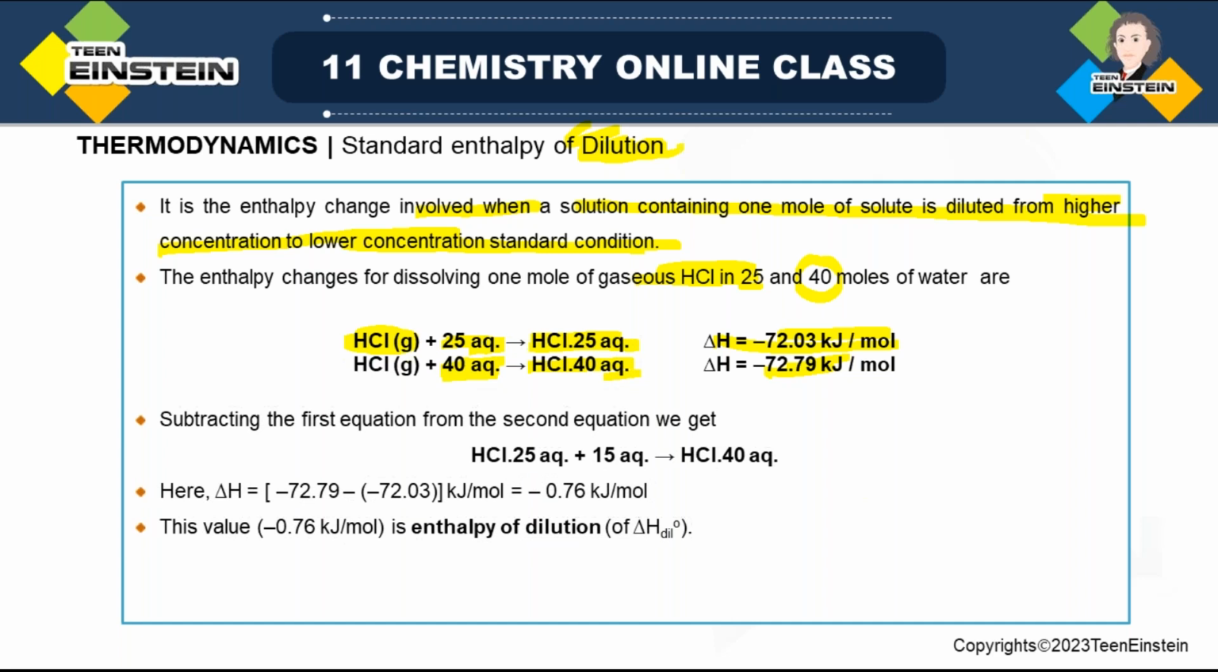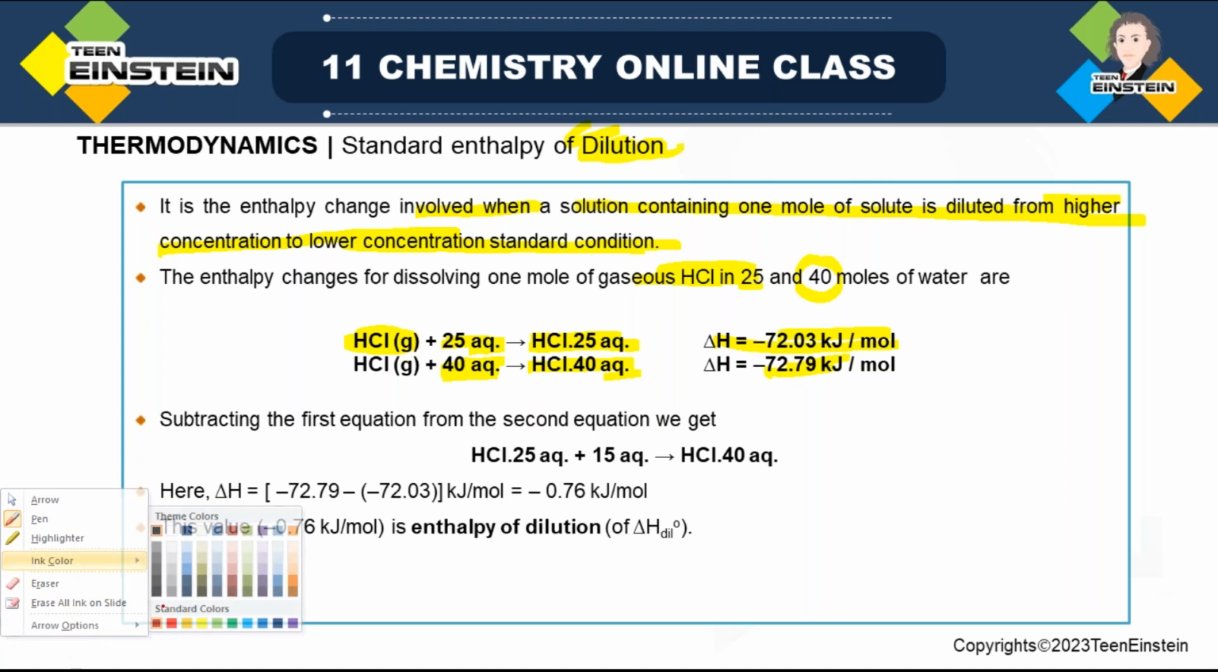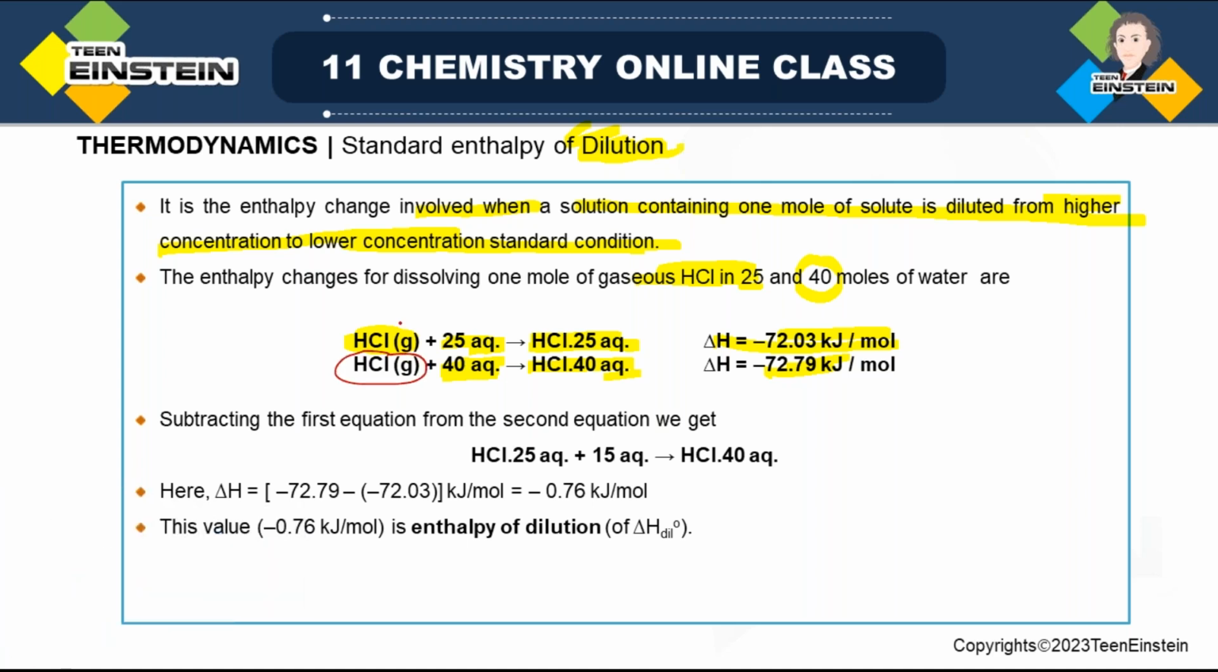Now if we subtract the first equation from the second equation, what will happen? This term is common in both the equations, so these two will be cancelled, and 40 aq minus 25 aq is basically 15 moles of water. And on the right hand side you are subtracting this one from this, so it will be HCl·25 aq, as if you have done the dilution by adding 15 moles of water. But the final equation is like this.